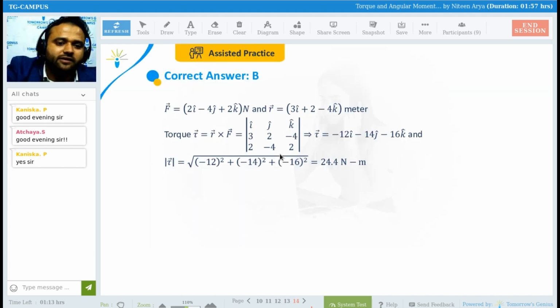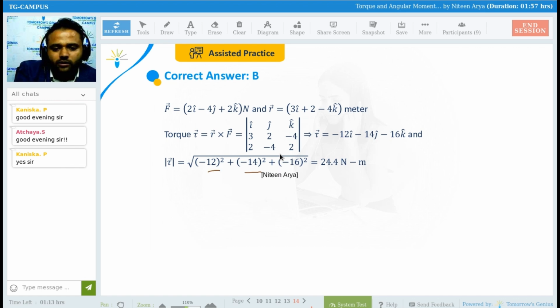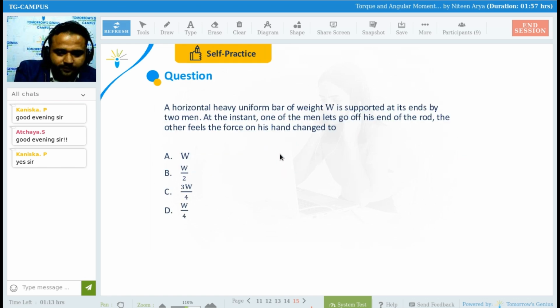That is very easy. F is given, R is given. Torque tau equals R cross F. So whatever we learned in the previous class, the same thing, obviously it is a vector. So 12, 14, 16 and then the magnitude is root of 12 square plus 14 square plus 16 square. Do this calculation. The answer is this. Okay, try to do this.